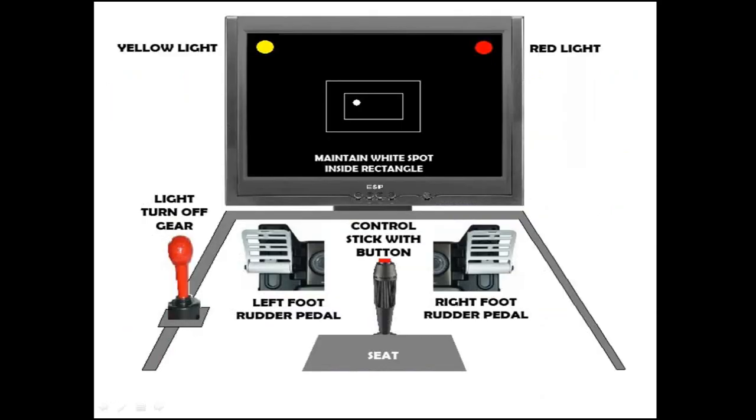So this is the color image of the inside of the cockpit structure. You can see this is the game, don't consider it; only this is the computer screen. This is the light turn off gear, yellow light, red light is visible, left foot rudder pedal, right foot rudder pedal, seat is given, control stick with button. Here this is the beep button.